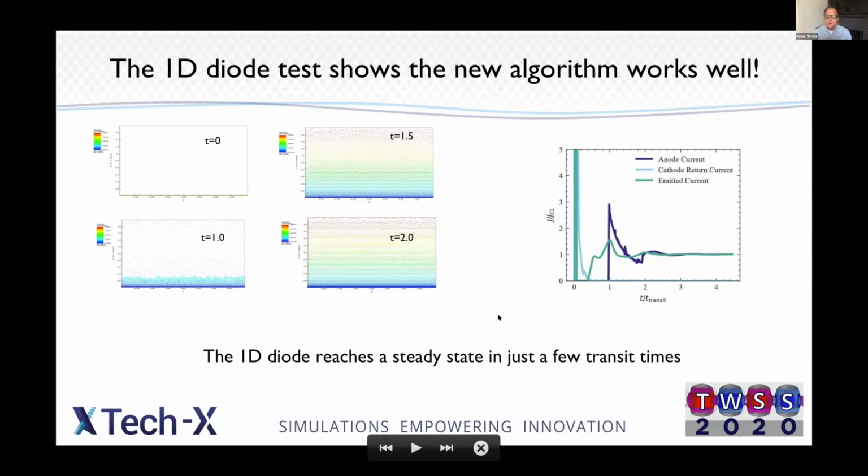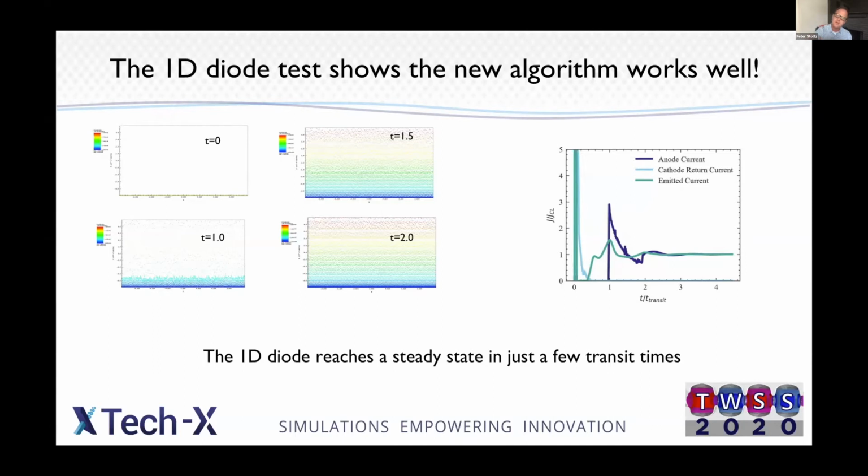Okay, so here's our first test. So we put in that new algorithm, and we're doing our first test now. So we're going to emit some electrons off this surface. We're going to watch them move to this surface over here. And here are a couple time snapshots, and let's talk about how we're scaling things on these plots, because we're going to see this a lot.